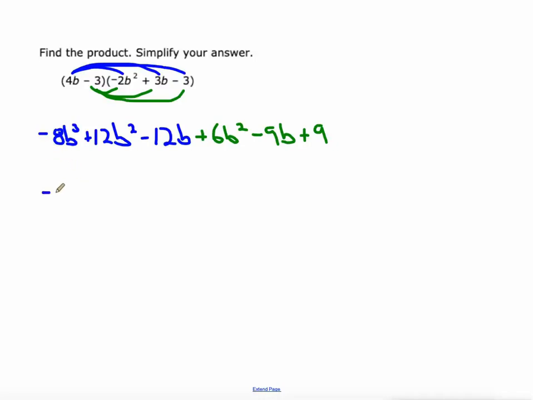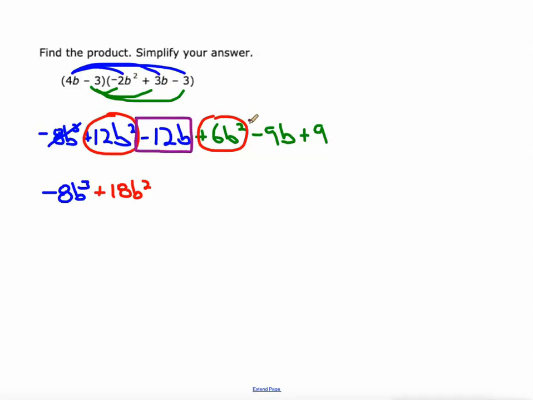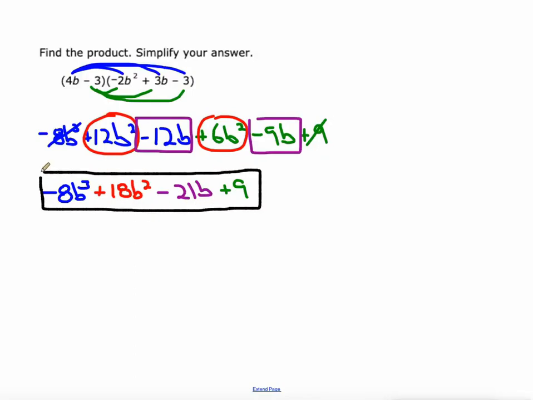So I've got the negative 8b cubed. Got that taken care of. Then I see the 12b squared and the 6b squared that together make 18b squared. Then the negative 12b and the negative 9b, that makes negative 21b. And lastly, that plus 9. So, negative 8b cubed plus 18b squared minus 21b plus 9.